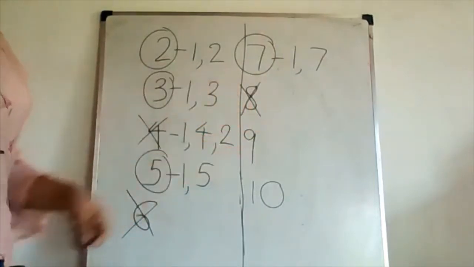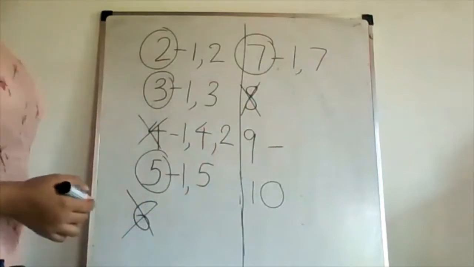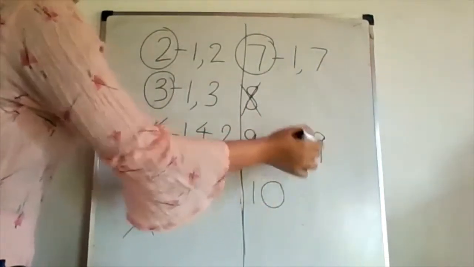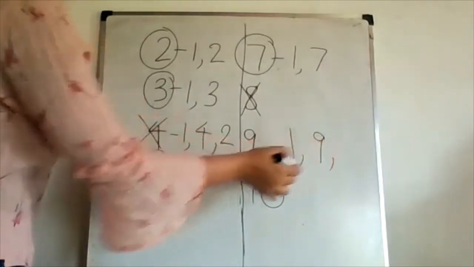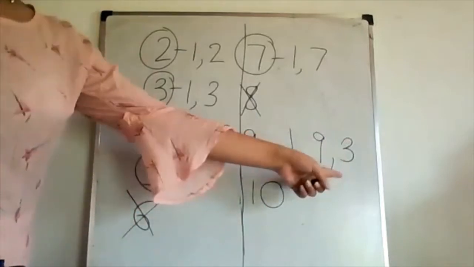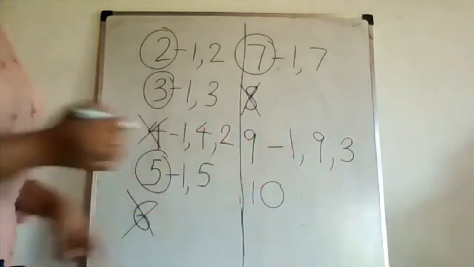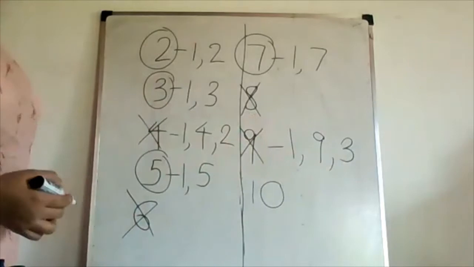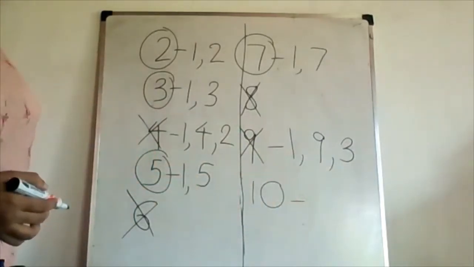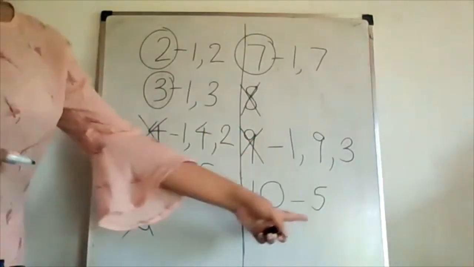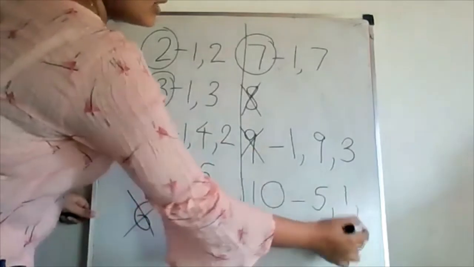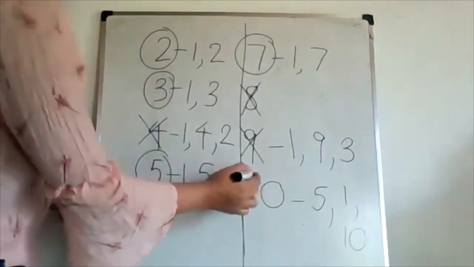Then 9. Let's check 9. 9 also has the factor 1 and the factor 9, the number itself. And we all know that 9 is divisible by 3. So 3 is also a factor of 9. That means 9 is not a prime number. After that, let's move on to 10. We all know 10 is divisible by 5. So 5 is a factor of 10, and 1 and 10 are also there. That means 10 cannot be a prime number.